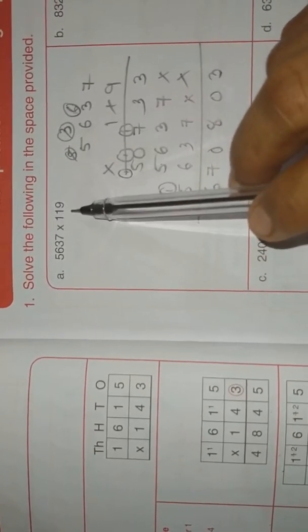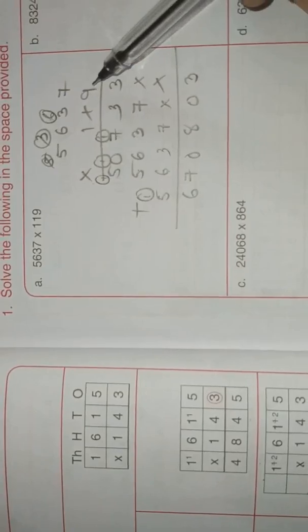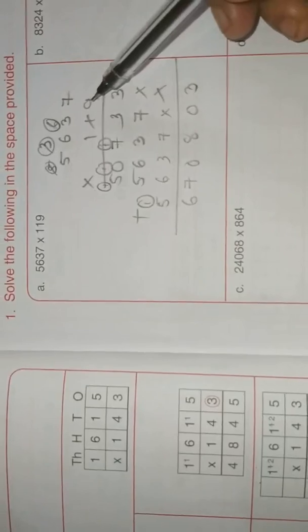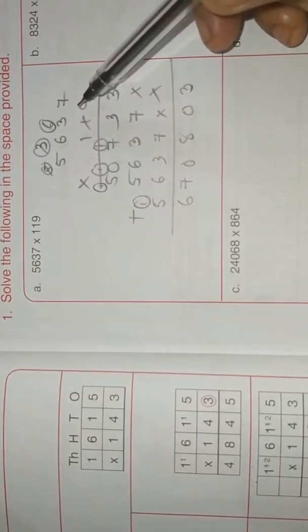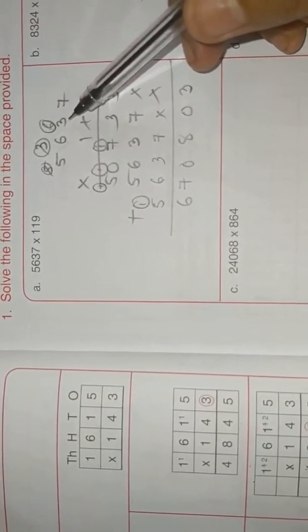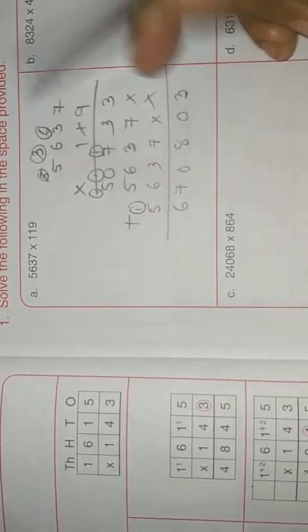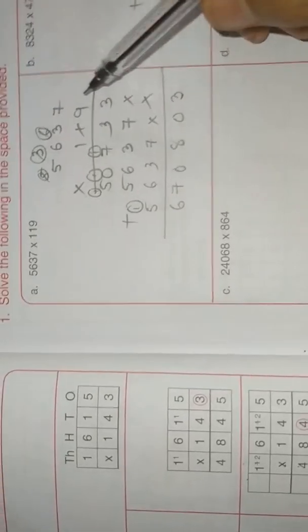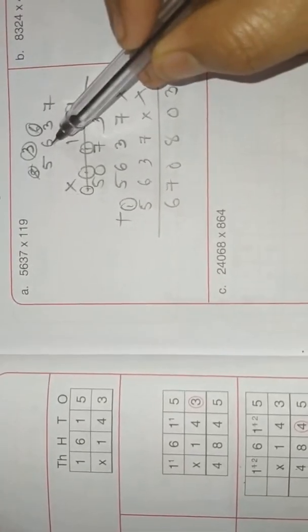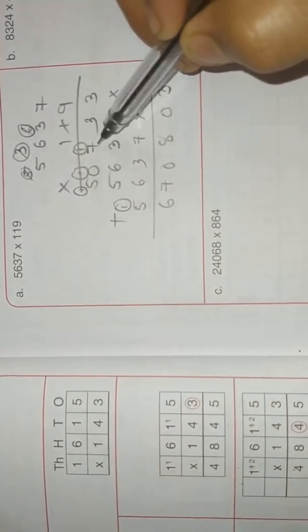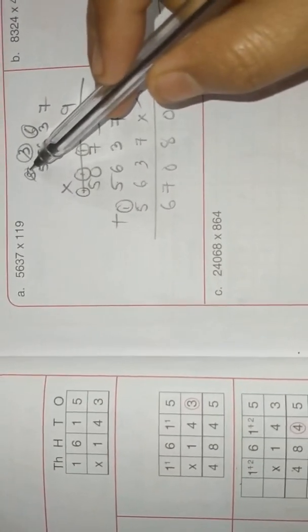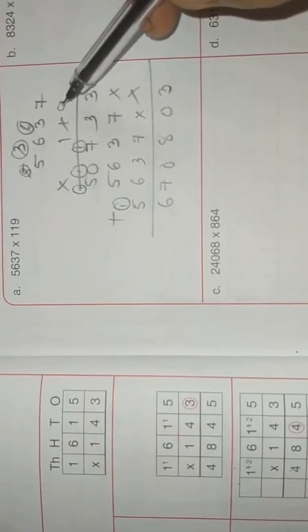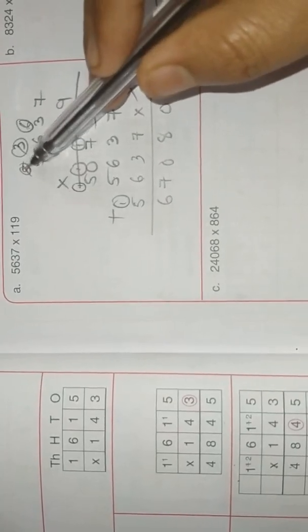5,637 into 190. So 9 7s are 63. We have to write here 3. 6 is a carryover. 9 3s are 27. 27 plus 6, 28, 29, 30, 31, 32, 33. Right here 3 is a carryover. 9 6s are 54. 54 plus 3, 57. Right here 7, 5 is a carryover. 9 5s are 45. 45 plus 5, 50.